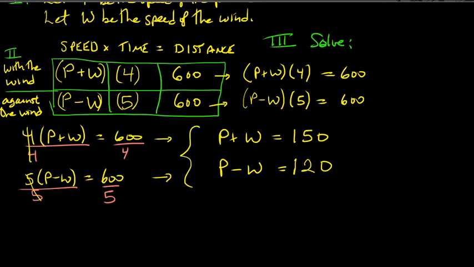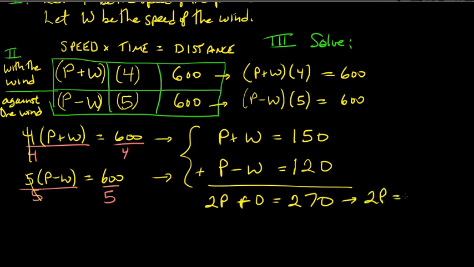But at this point, this should be almost too easy. Just add the equations together. P plus P is 2P. W minus W is 0, plus 0. And then 150 plus 120 is 270. So 2 times P is 270. So just divide by 2. P is going to be 135.